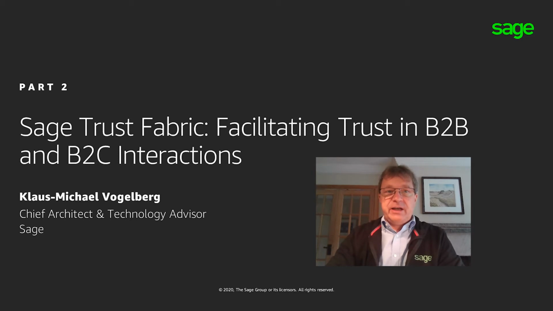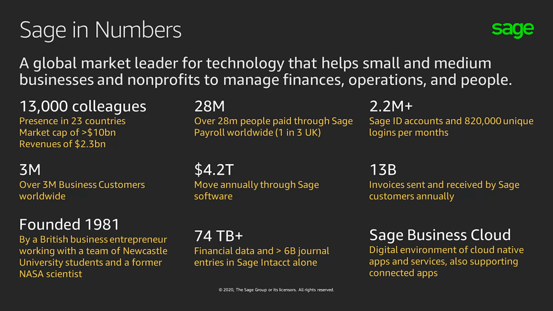Here in the Northeast, Sage hardly needs an introduction. Sage was founded in 1981 by business entrepreneur David Goldman, who wanted to automate the estimating and accounting processes in his printing company, along with Graham Wiley, a student from Newcastle University, and Paul Muller, an academic. They then realized that other businesses could benefit from this too. From these humble beginnings, Sage has grown to become a global technology leader, helping over 3 million small and medium-sized businesses and non-profits to manage their finance, operations, and people.